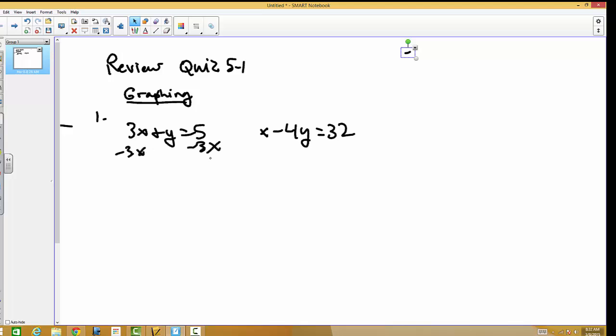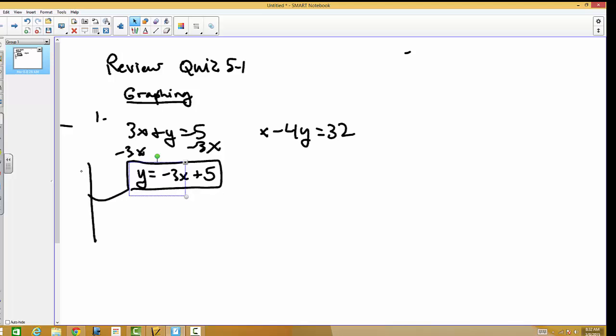subtract 3x. We're going to do one equation at a time. So y equals negative 3x plus 5. This is already in y equals form, so we're done. So now, generate a table for that.